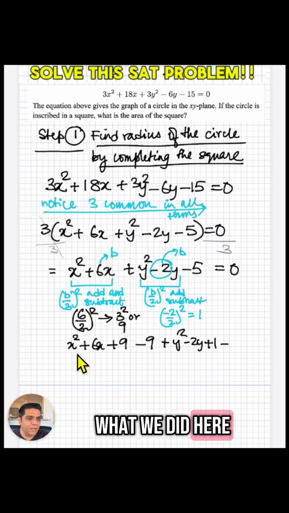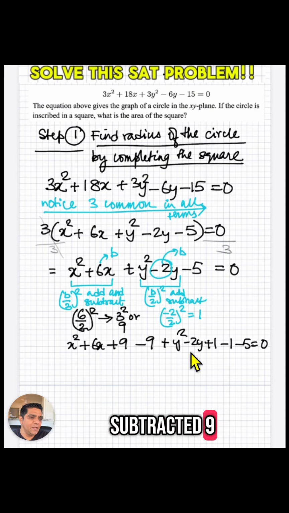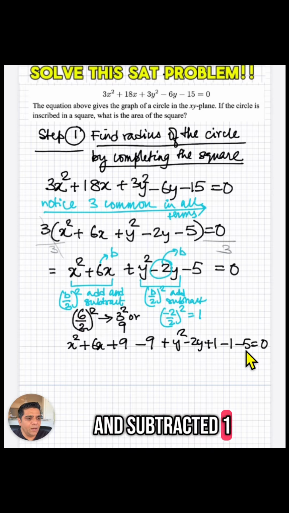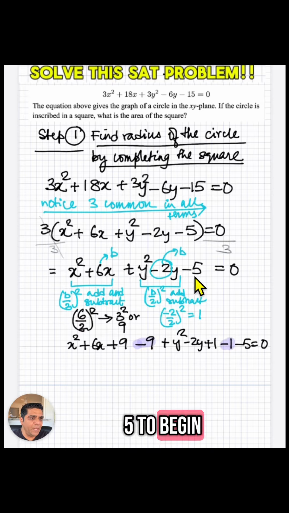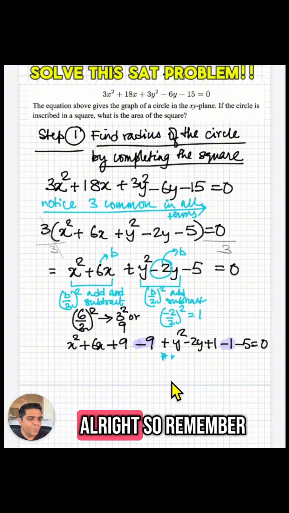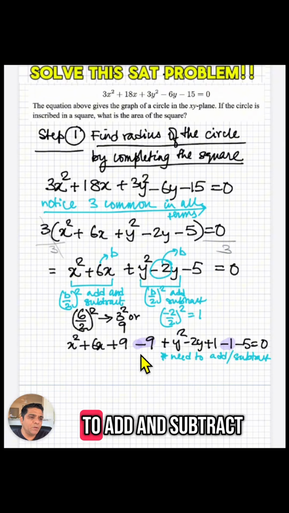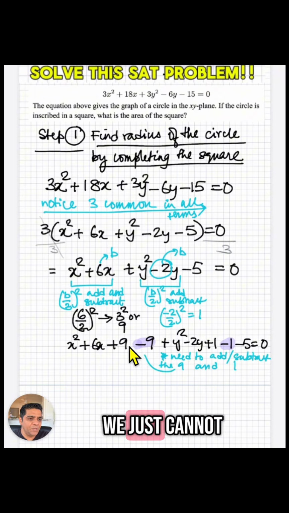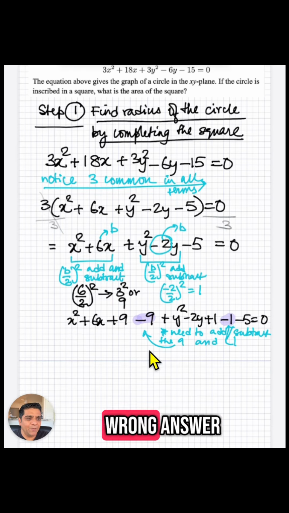Okay, so that's what we did here. We added 9, subtracted 9. We added 1 and subtracted 1. And then there is a negative 5 to begin with. All right. So remember, it's extremely important to add and subtract. We just cannot add and forget to subtract, and we'll get a wrong answer.